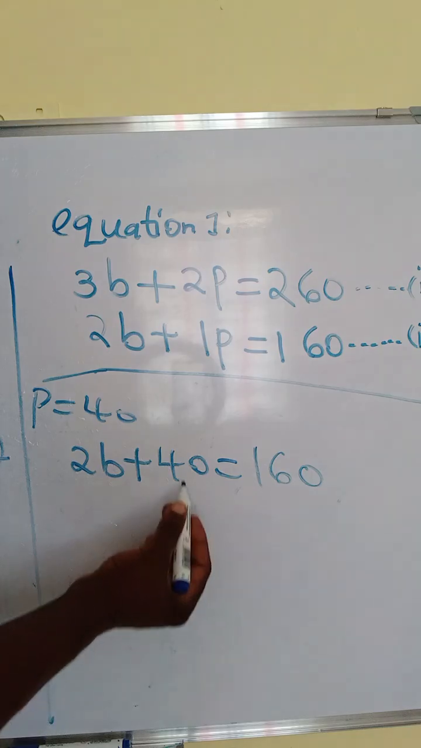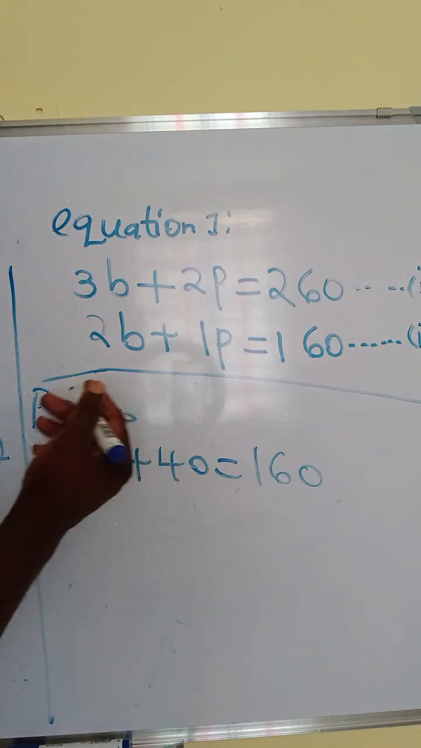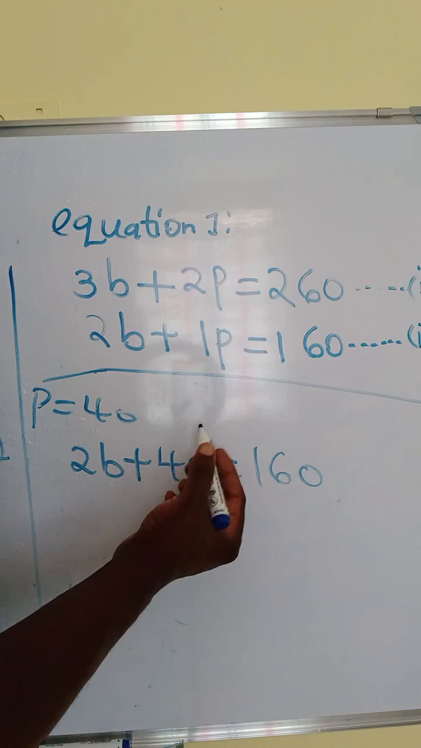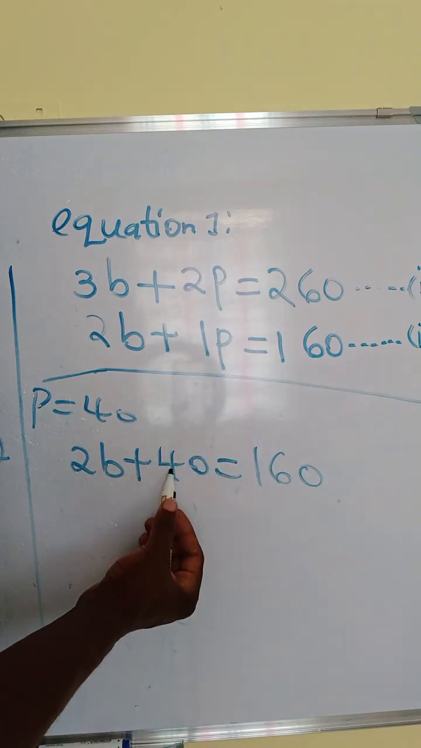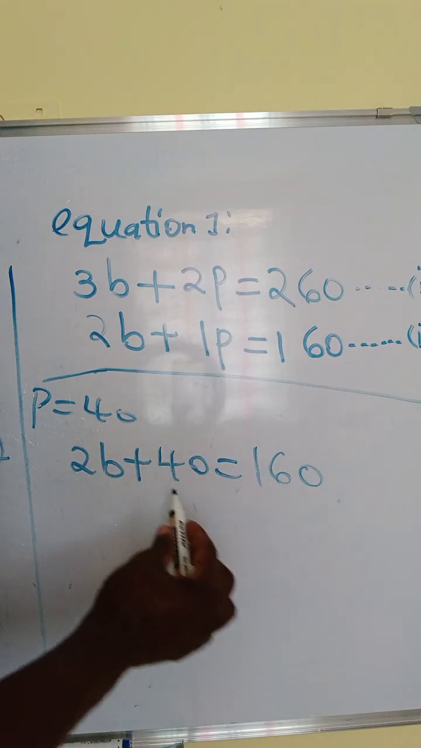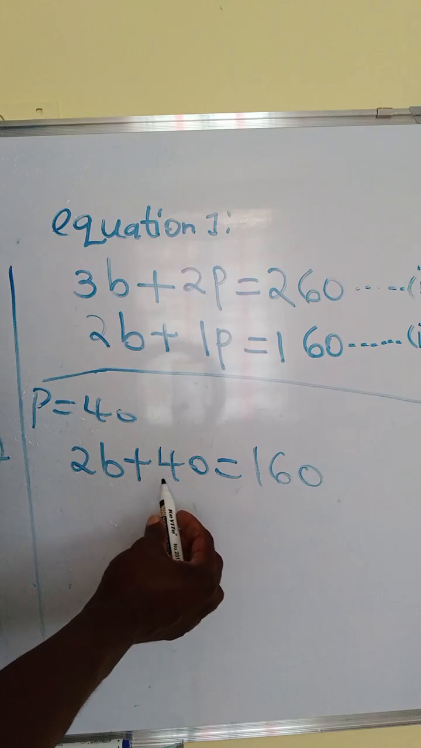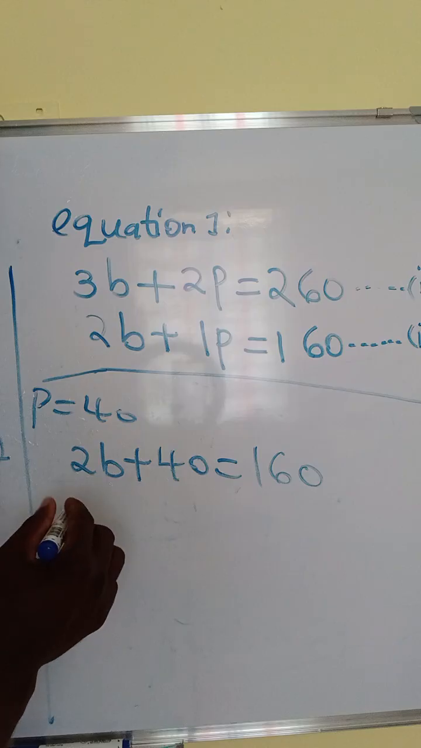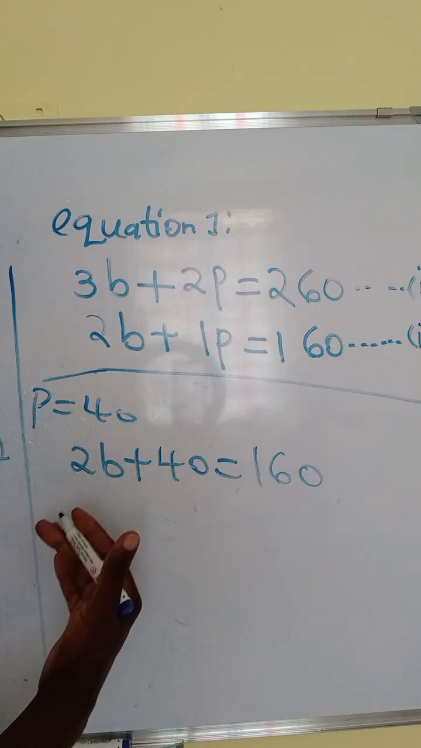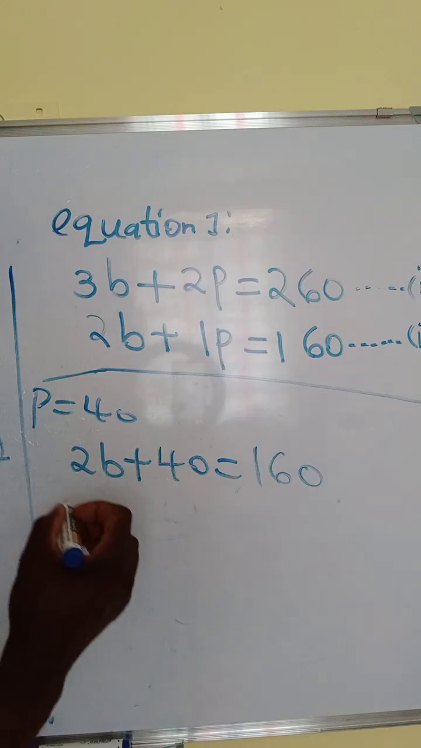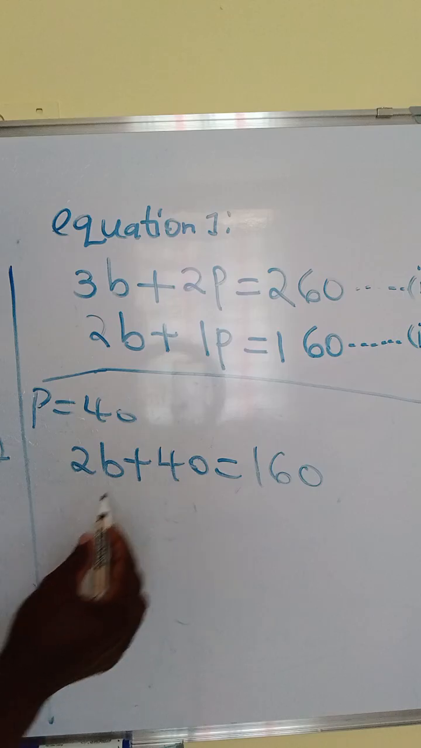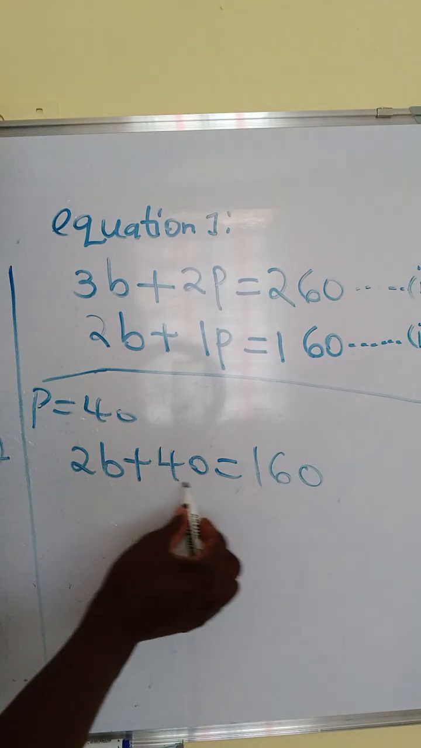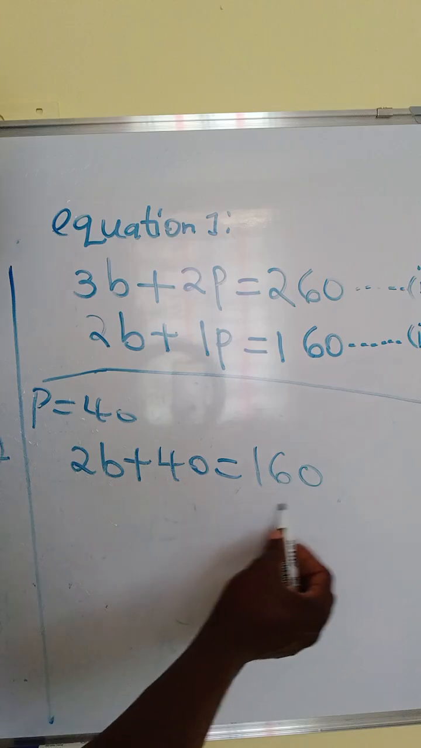Now I've replaced p with 40 because I already calculated p and got it as 40. Now I don't have p anymore. I have the actual value, which is 40. Now we go and calculate the value of b. Normally we collect like terms. How do we collect like terms? This one is a known number, 160 is also a known number.